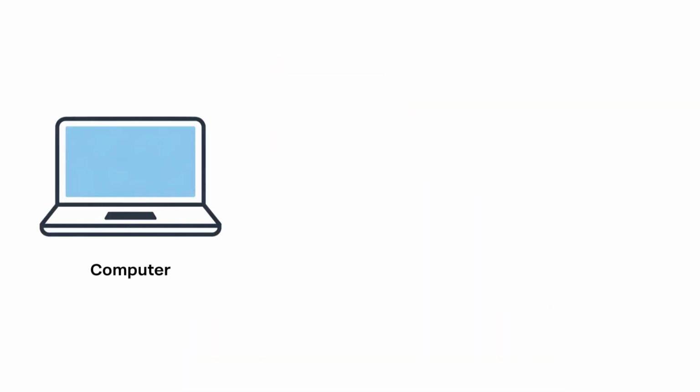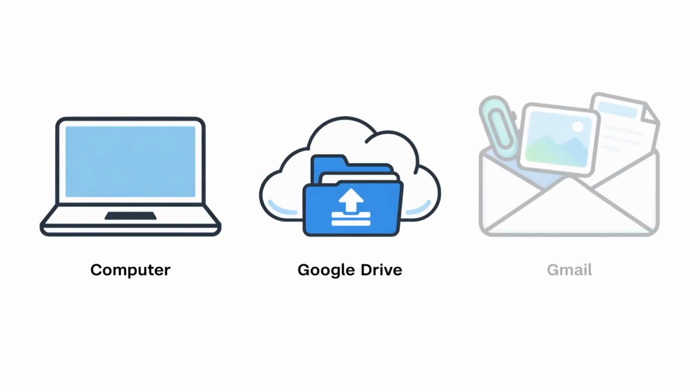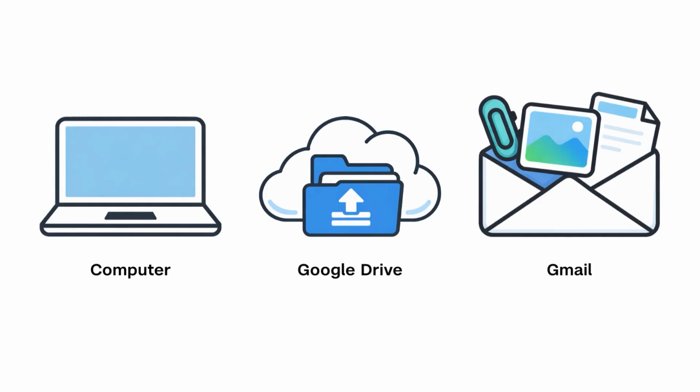So the next time you're wondering, where is my file, check these three places. Your computer for anything you've downloaded or saved locally. Your Google Drive for documents you've created and stored in the cloud. And your Gmail for files that arrived as email attachments.